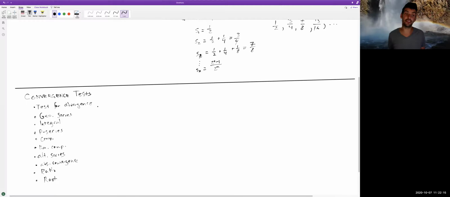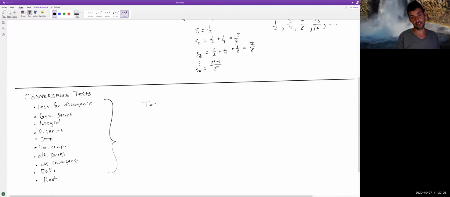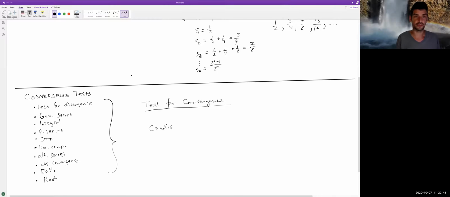There might be some computations in there, like a limit of some sort, but the way these problems are structured when we're testing for convergence, right? All of these tests follow the same pattern, right? Each one of these tests has some conditions, and a result.